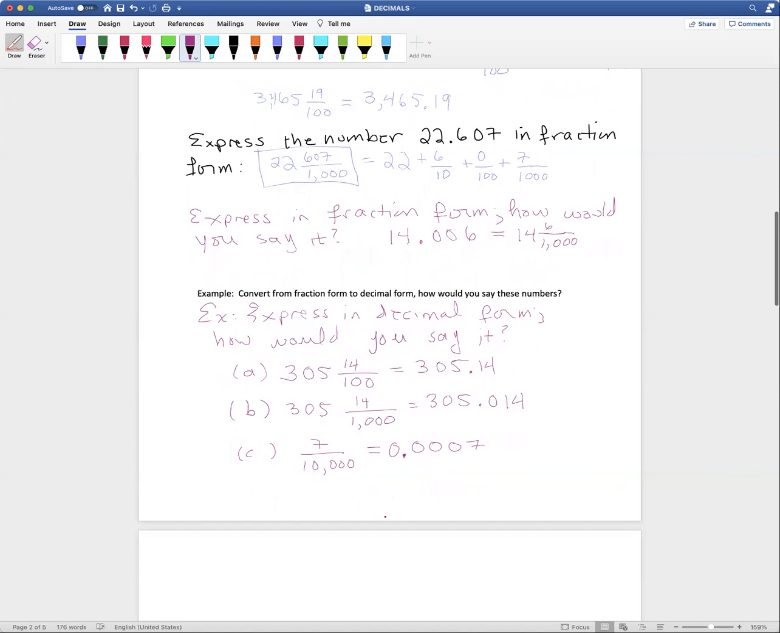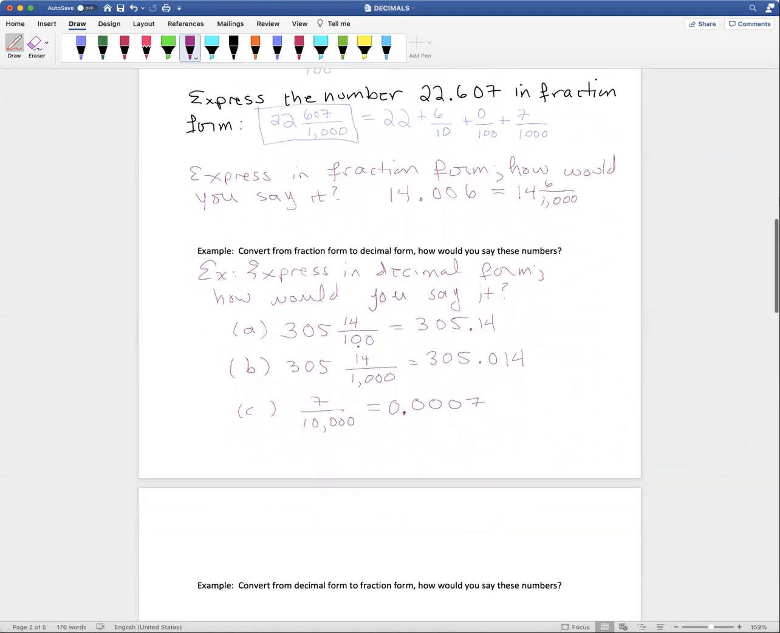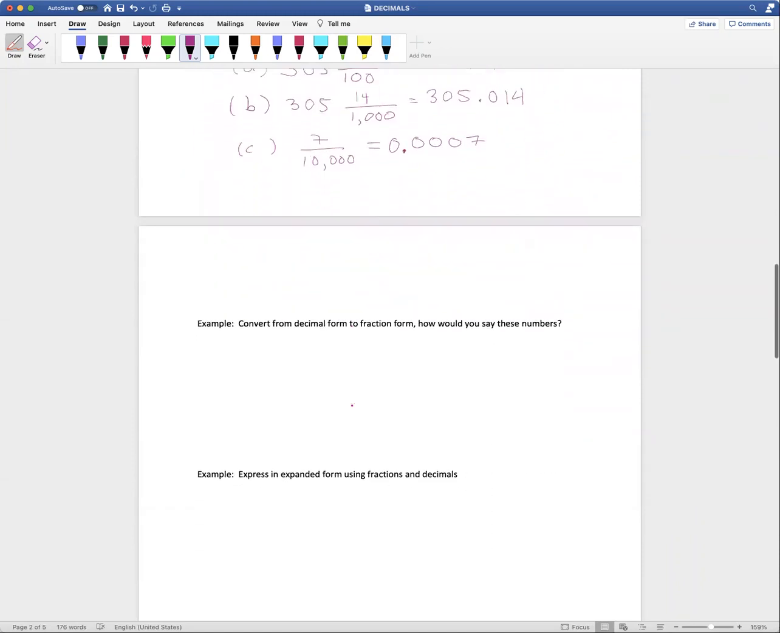So now that we're comfortable converting from fraction form to decimal form, assuming that we have base 10, right? Because it's a decimal number system. Let's go back in the other direction. Let's convert from decimal form to fraction form. We're going to do one or two more practice examples with that, and then we're going to end with expressing numbers in expanded form using both fractions and numbers.